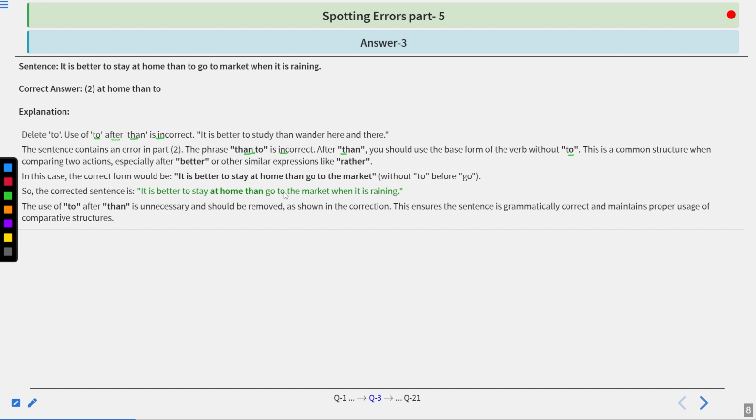The use of to after than is unnecessary and should be removed as shown in the correction. This ensures the sentence is grammatically correct and maintains proper usage of comparative structures. I hope you have understood.